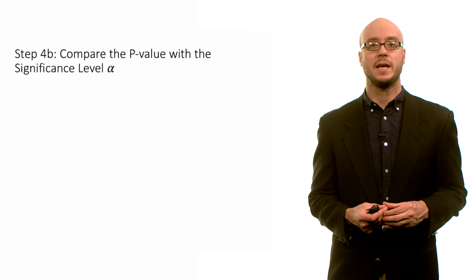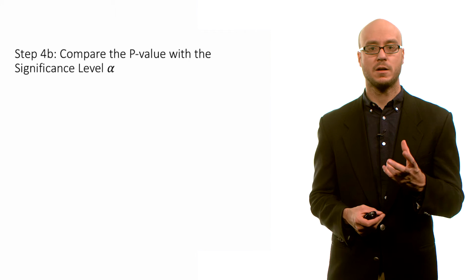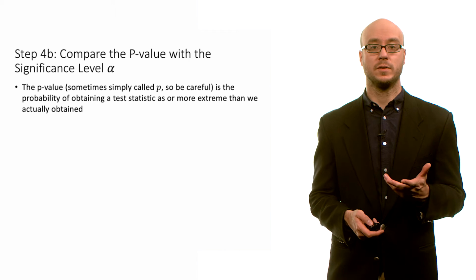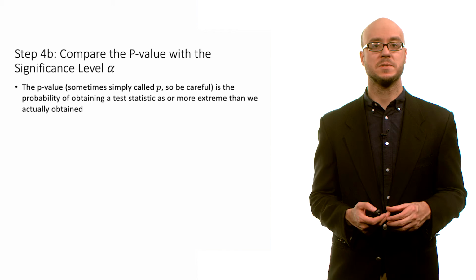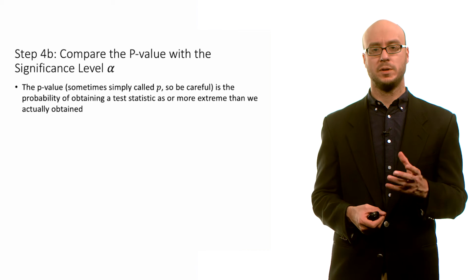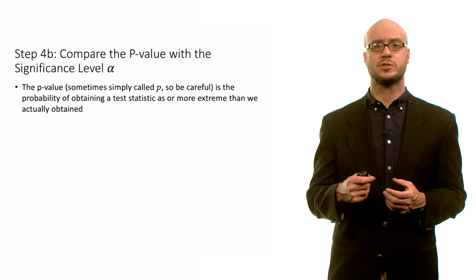Another way to make a decision is to compare our probability or p-value to some significance level alpha, or an alpha criterion level, it's sometimes called. So the p-value is the probability value. Now be careful here because the p-value is often called p, so make sure to read the context. Is p referring to the population proportion, or is it referring to the p-value? Well, the p-value is simply the probability of obtaining a test statistic as or more extreme than the one we actually obtained.